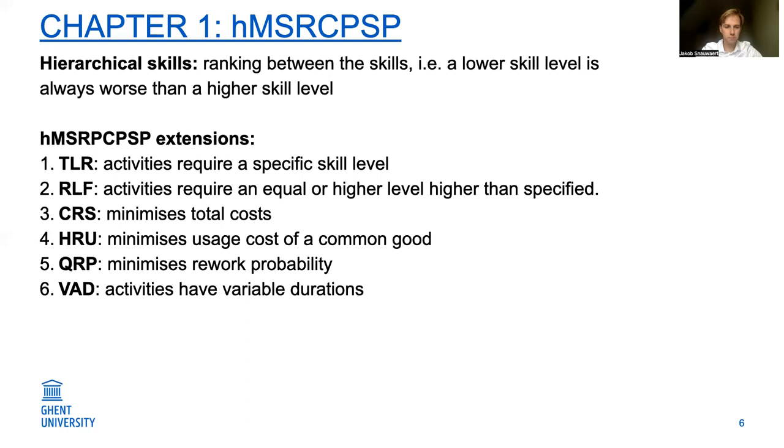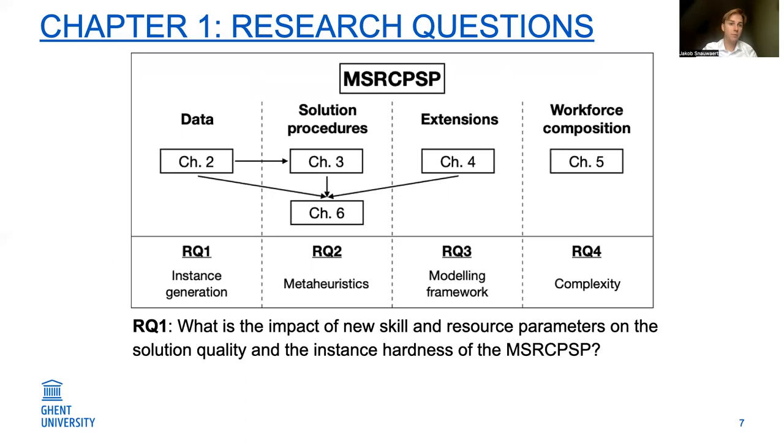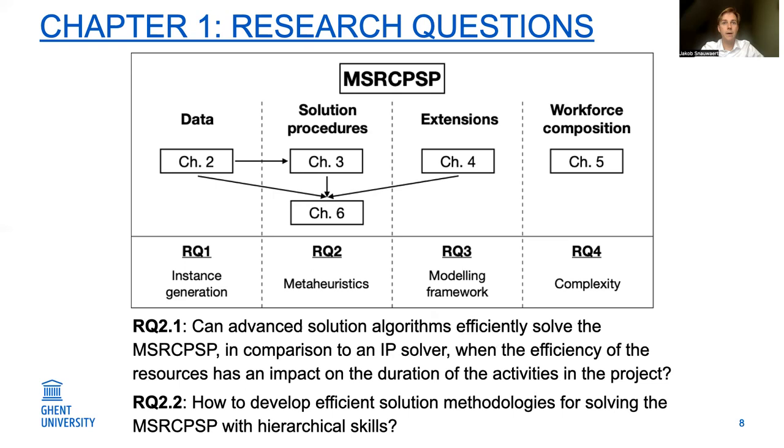The outline of the chapters in this dissertation is presented on this slide. We start this dissertation in chapter two, in which we will explain a data generation procedure. The proposed research question in this case is, what will be the impact of some new skill and resource parameters on the solution quality and on the instance hardness of the MSRCPSP? Then in the third and the sixth chapter, we will go deeper into solution procedures. More specifically, we will develop meta-heuristics for the MSRCPSP as well as the HMSRCPSP. Therefore, we have two research questions. The first of which is looking at whether advanced solution algorithms can efficiently solve the MSRCPSP in comparison to an IP solver. And the second looks at how we can develop good meta-heuristics for the HMSRCPSP extensions.